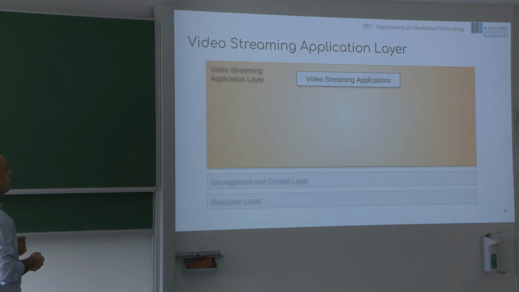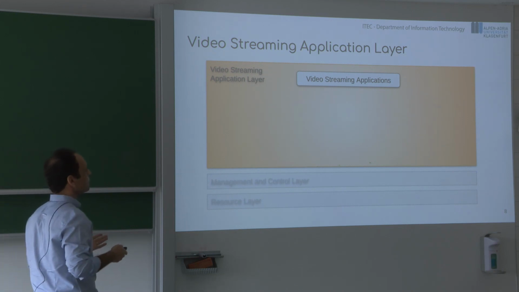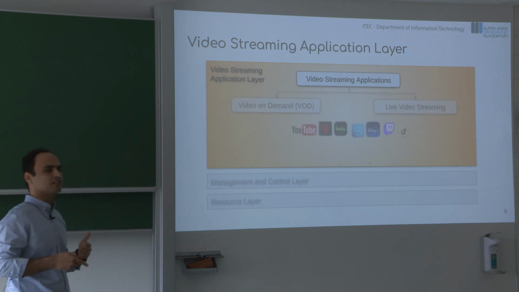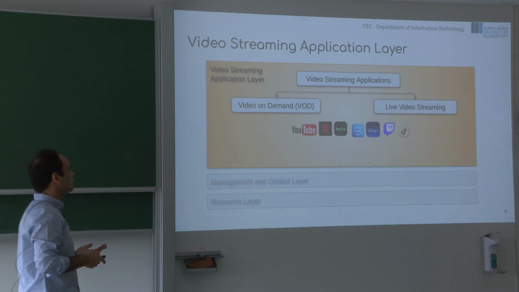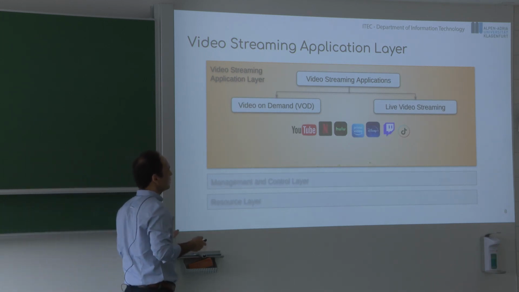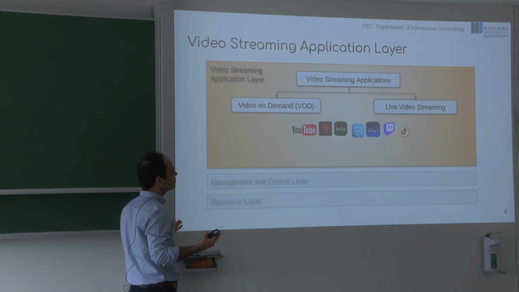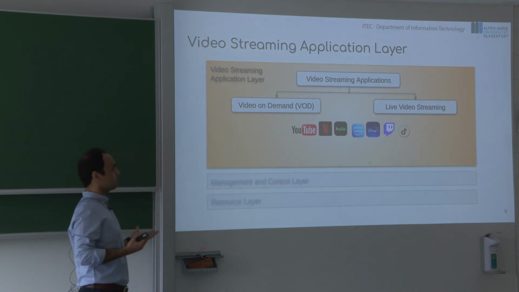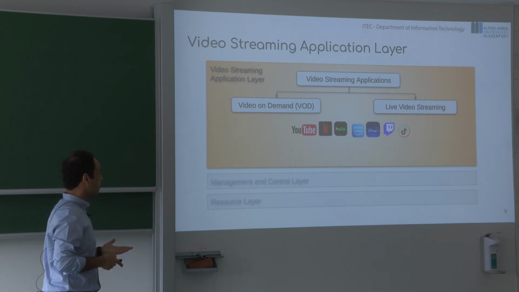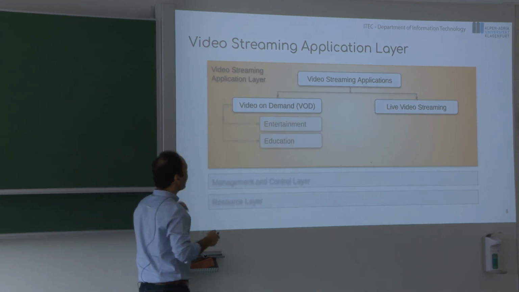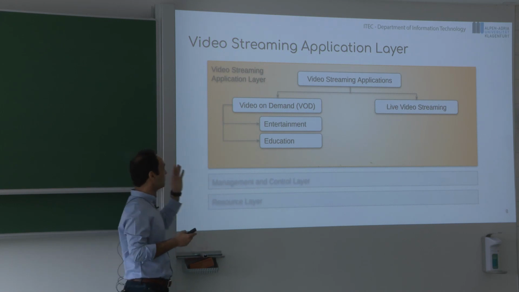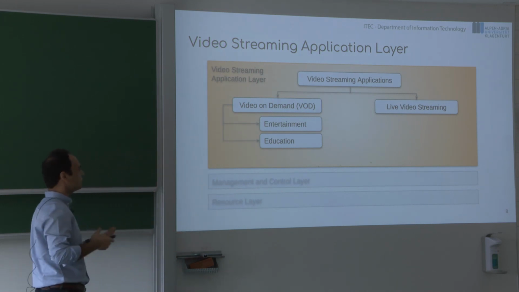So in the first layer, we have video streaming applications. Different companies provide different products for video streaming. Regarding our research here in Athena, we have two main categories of application: video on demand and live video streaming. And for each, we have subcategories. For example, for VOD, we have entertainment and education.